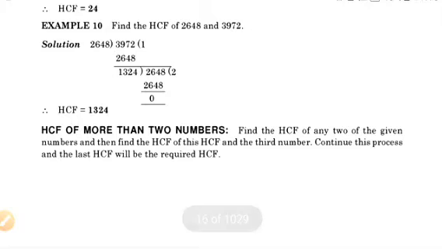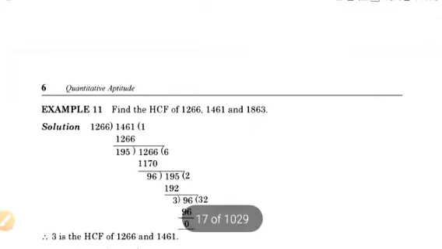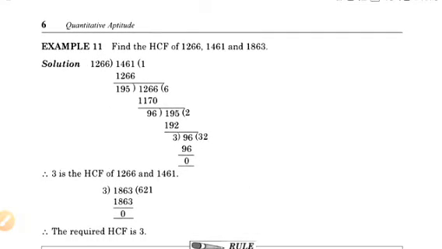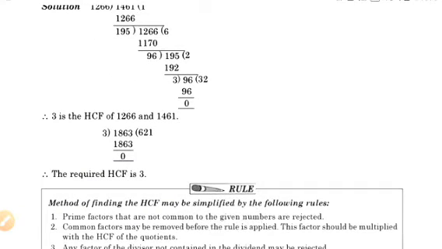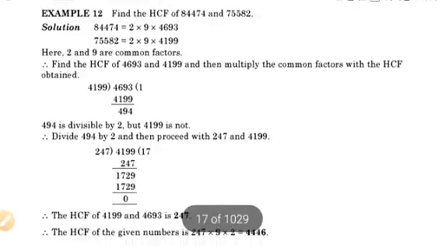Okay, similarly, in the case of more than two numbers, we can also find the HCF by the division method. For that, we take any two numbers and find their highest common factor. Like in this case, we take the numbers 1461 and 1266. So their HCF is 3. Now we take the HCF 3 with the remaining number 1863. After multiplying 3 with 21 we get 1863 and the remainder is 0. So the combined required highest common factor is 3 in this case.